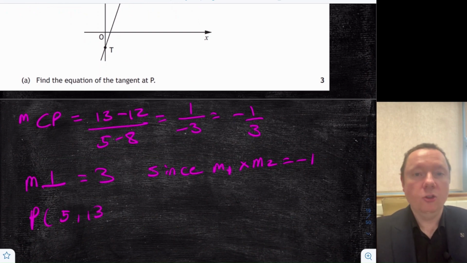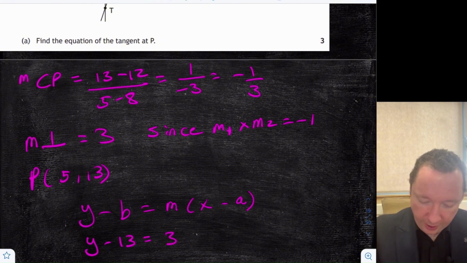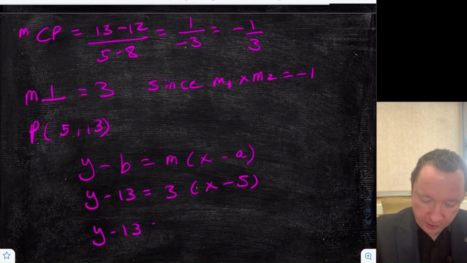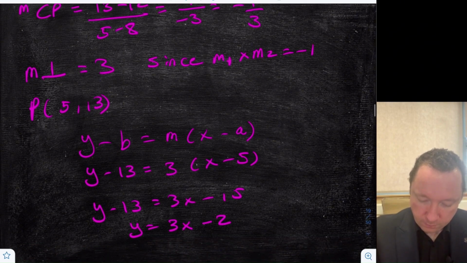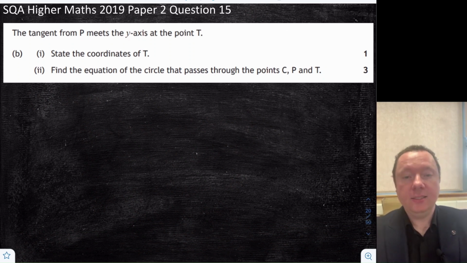So it's just now straight line work. y minus b equals m times x minus a. So y minus 13 equals 3 times x minus 5. y minus 13 is 3x minus 15. So y equals 3x minus 2. And we're done there.